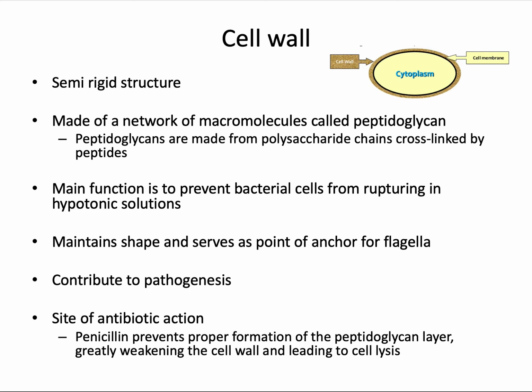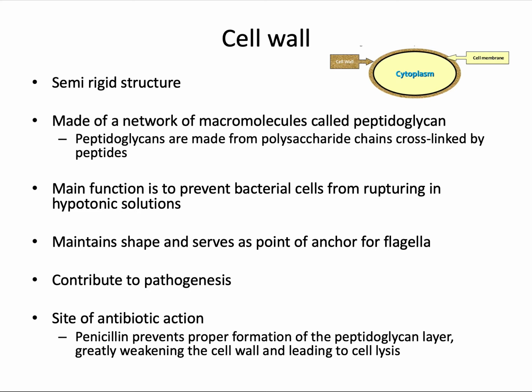The cell wall is made up of a network of macromolecules called peptidoglycan. And the peptidoglycans are examples of polysaccharides, which are polymers. And these polysaccharides are intertwined with peptides. So you have cross linkages of polysaccharides and peptides.